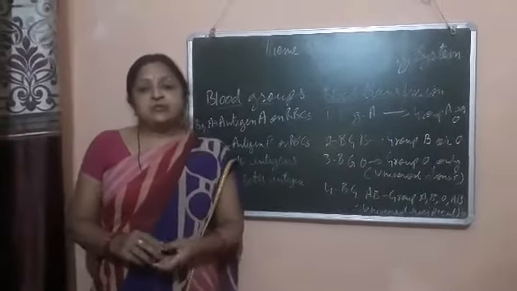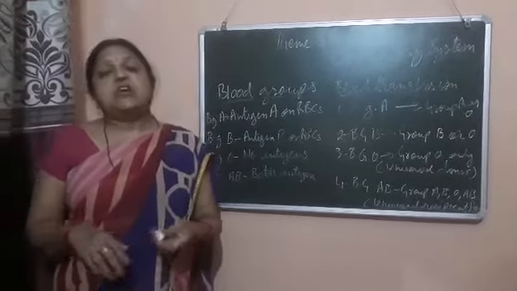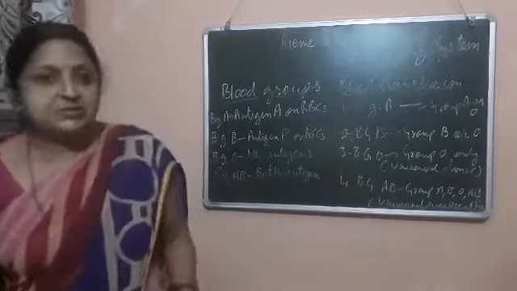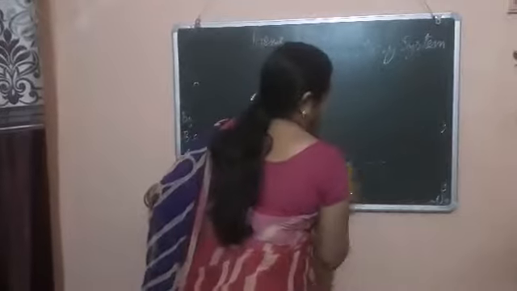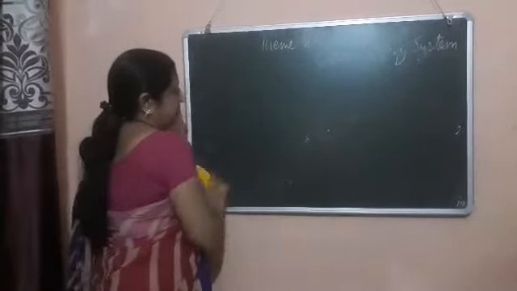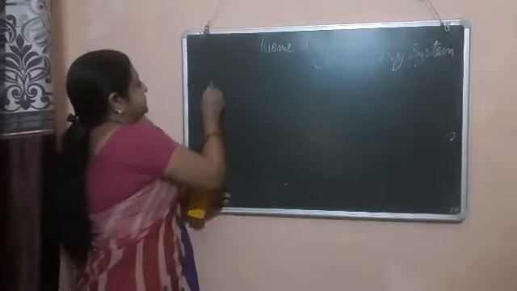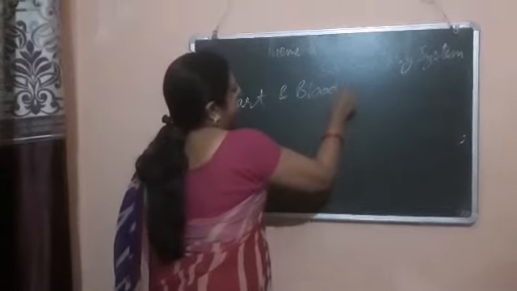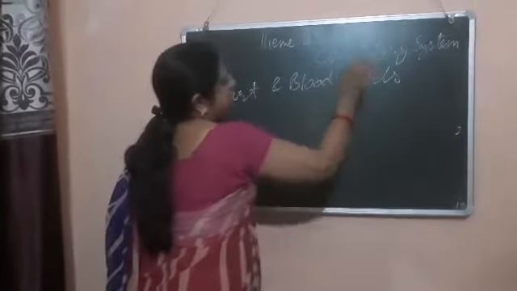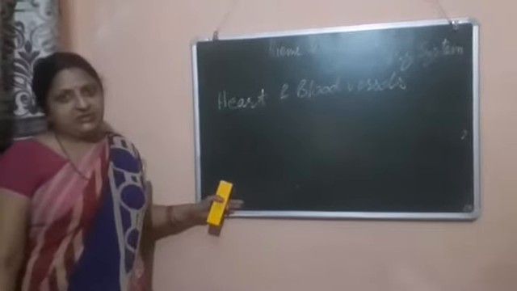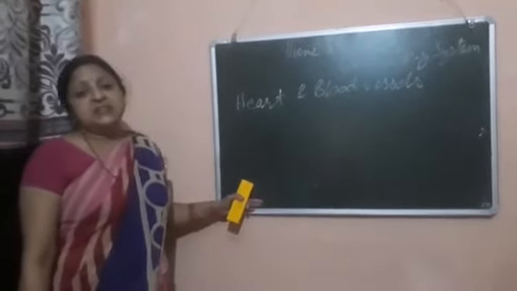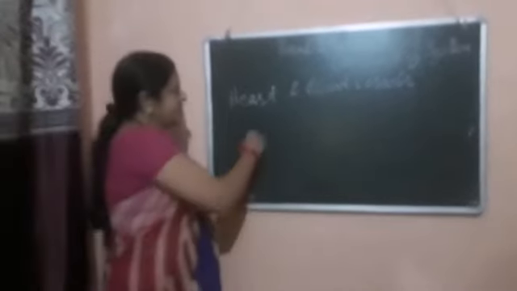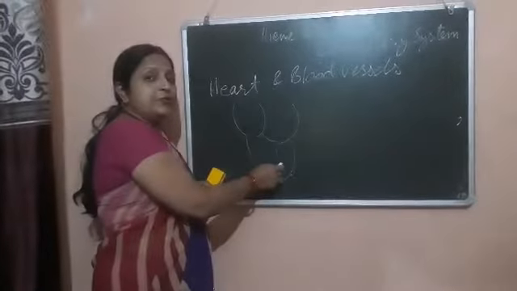Now I will explain how this blood is transported and which organ is responsible for it. The heart and blood vessels are responsible for the circulation of blood. So let's study the structure of the heart. We all know that our heart is a 4-chambered organ. 2 auricles and 2 ventricles are present.